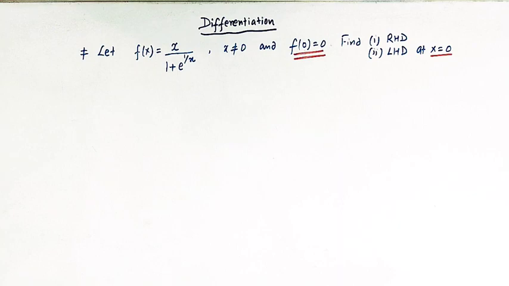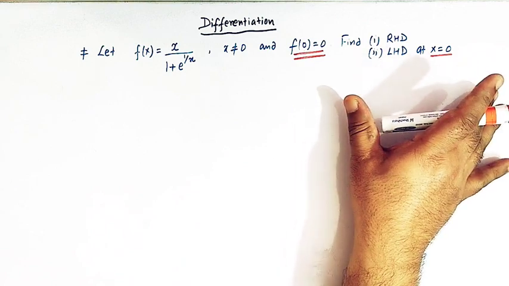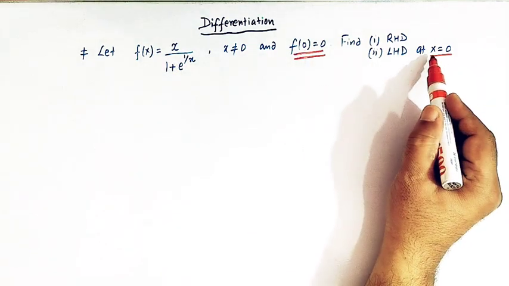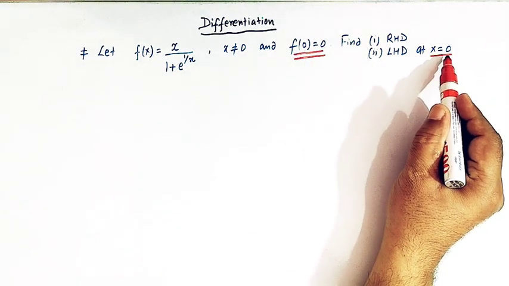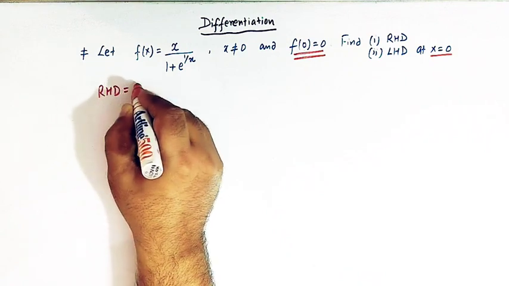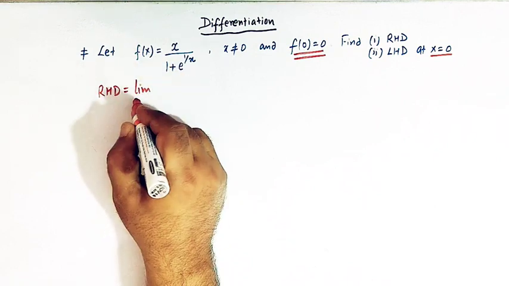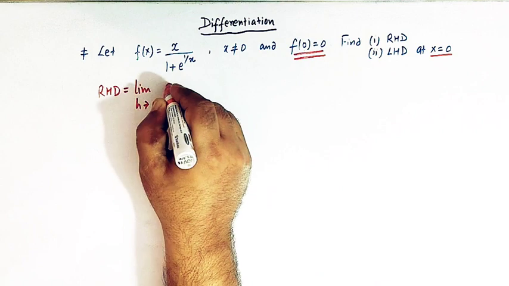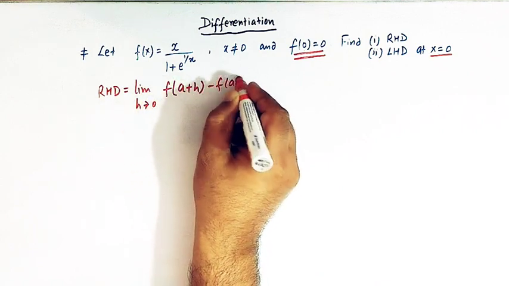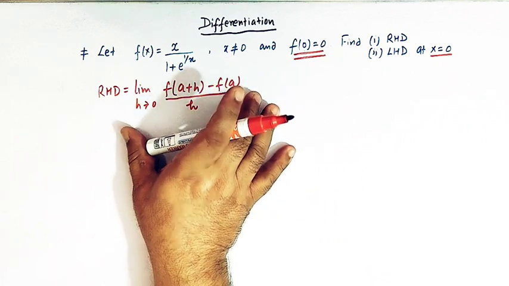So here we will make use of the definition of right hand derivative and left hand derivative. Right hand derivative and left hand derivative are nothing but simply limits. So the right hand derivative is defined by this limit: limit h tends to 0, f of a plus h minus f of a divided by h.